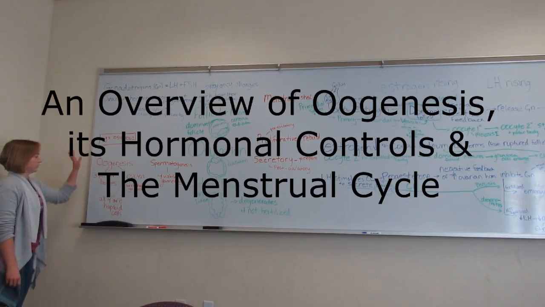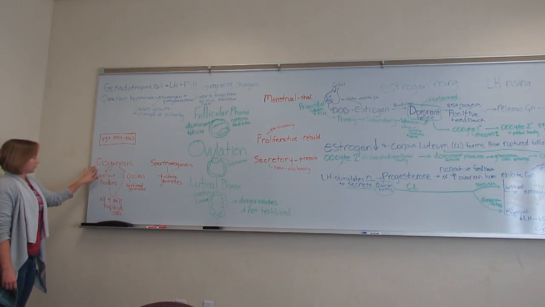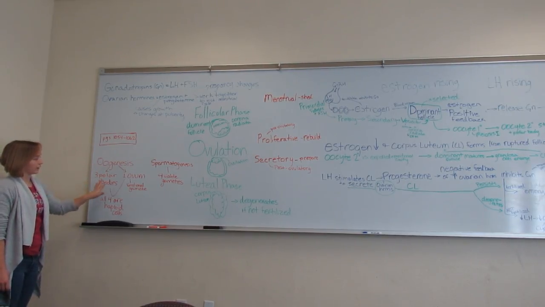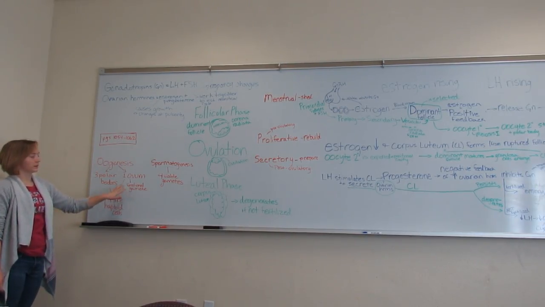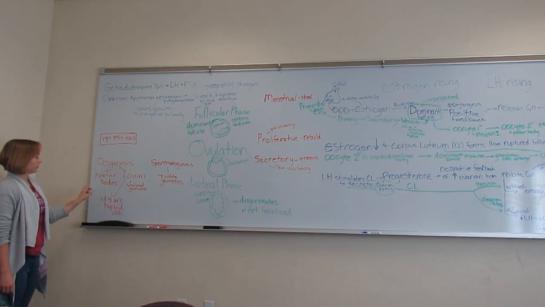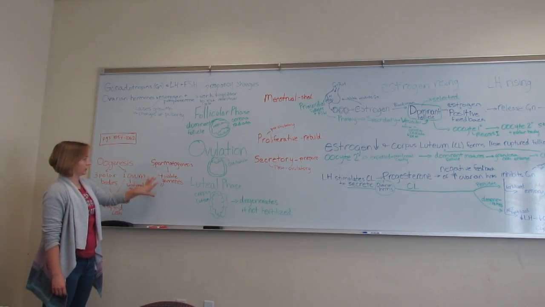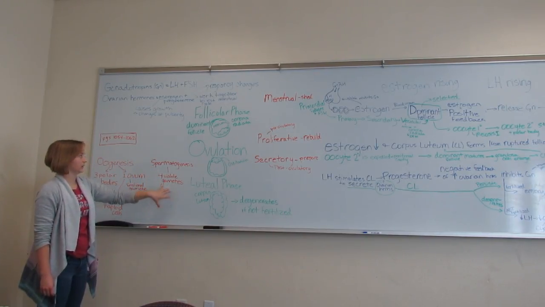The difference between oogenesis and spermatogenesis. So what oogenesis produces is 3 polar bodies and 1 ovum. Now the ovum is the functional gamete, and this happens in females. And all 4 of those cells are haploid cells. Now in spermatogenesis, you just end up with 4 viable gametes.